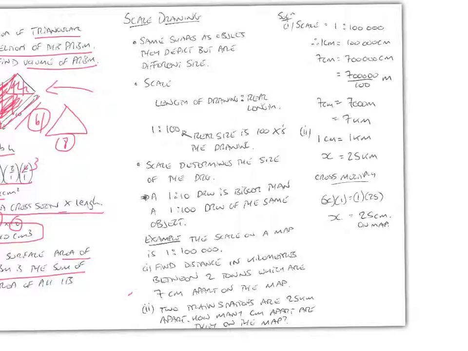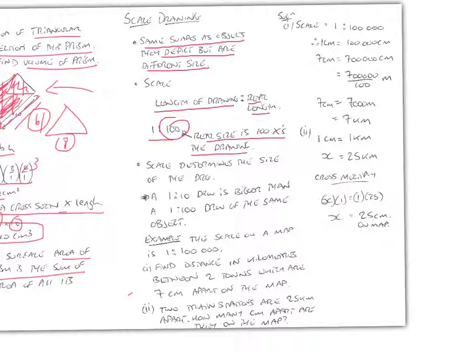Okay, let's look at scale drawings. Scale drawings are the same shape as the object they're depicting, but are a different size. Obviously they're smaller generally, but sometimes they can be bigger too. So the scale tells us the length of the drawing in relation to the real length of either the building or the microscopic part for the computer. Okay, and if we're told that the scale is 1:100, that means the real size is 100 times the drawing.